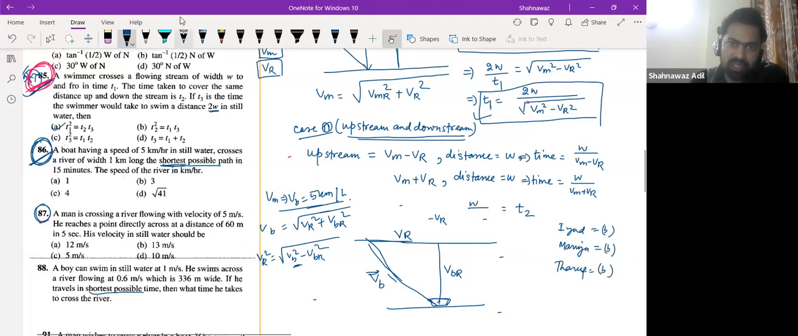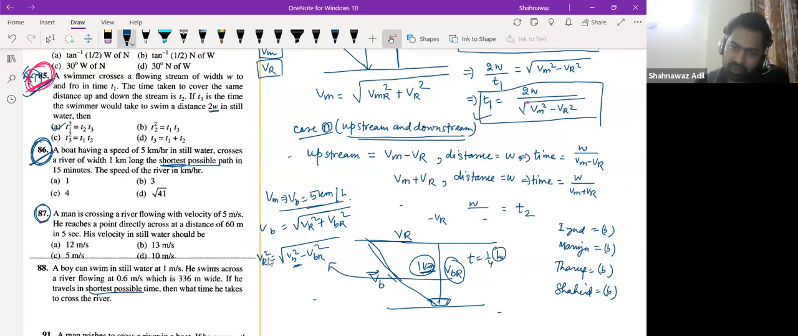Yes, Fadil and Shahid. What about you guys? This velocity, this distance is given. 1 kilometer is the distance. Time is 15 minutes, which is 1 by 4 hour. Right. Shahid is also getting option B. And what about you, Fadil? So distance, time, you can calculate this velocity, you can put in here, and then you can find out VR. Why did I write VR square? So this is VR. So this thing you can find out. All these things, they are given. Yes, Fadil, what happened?